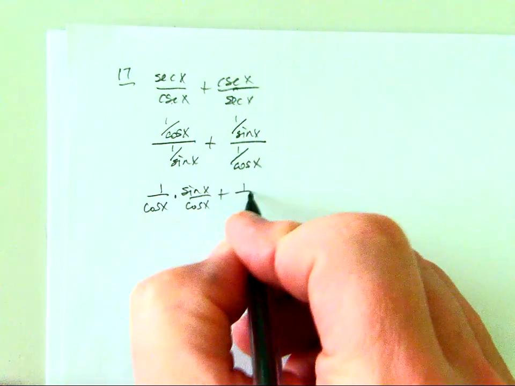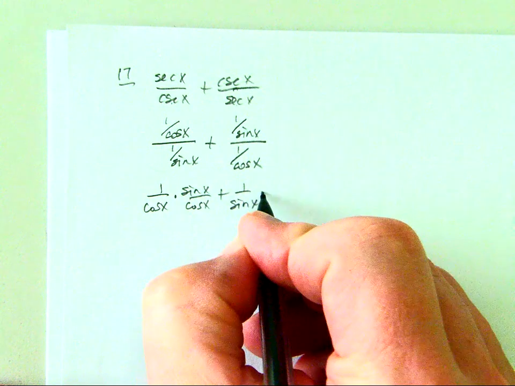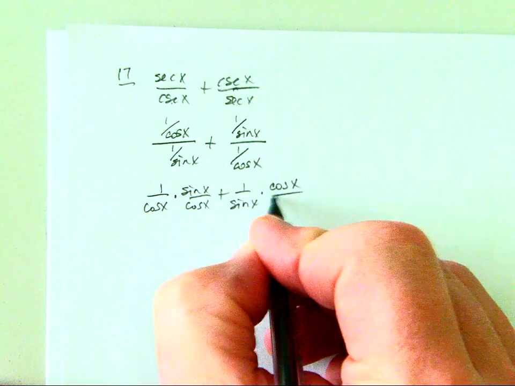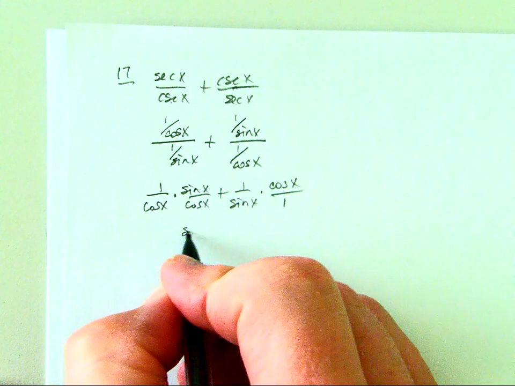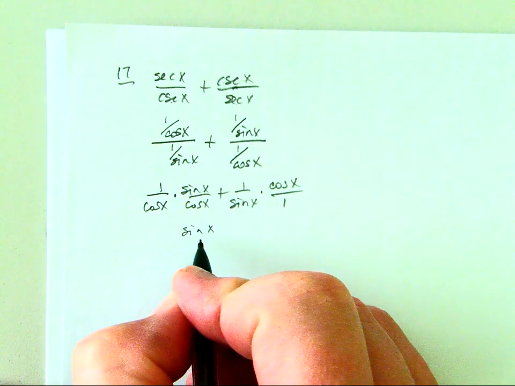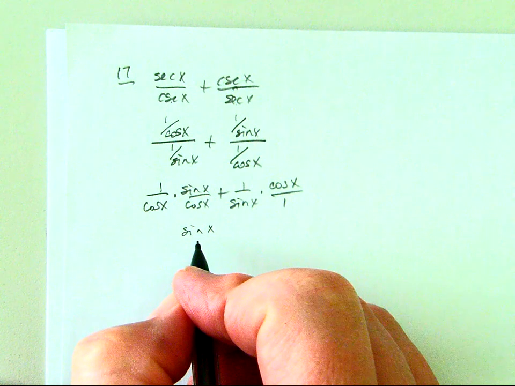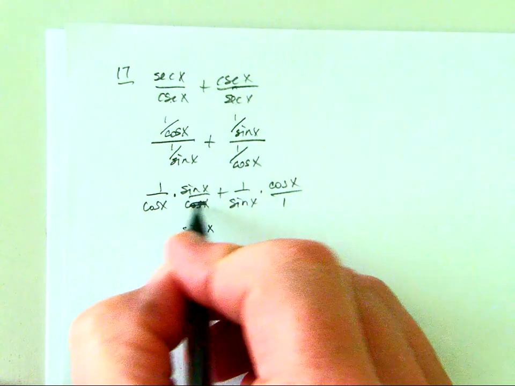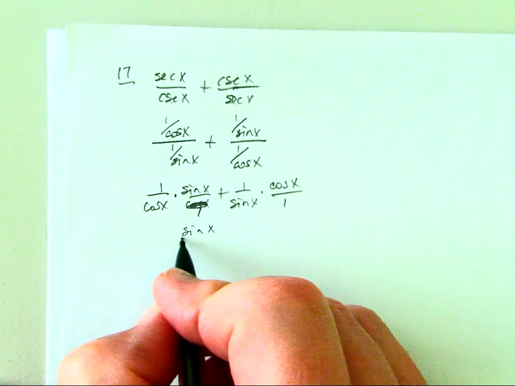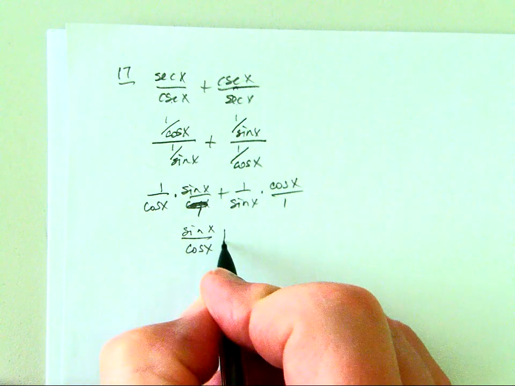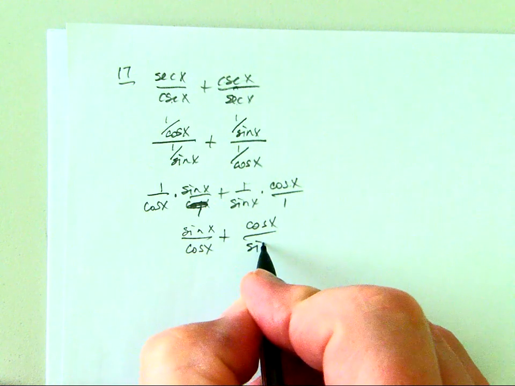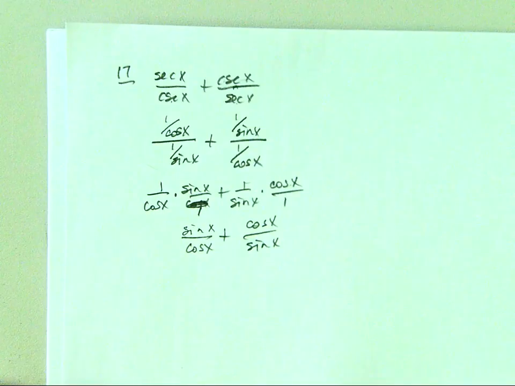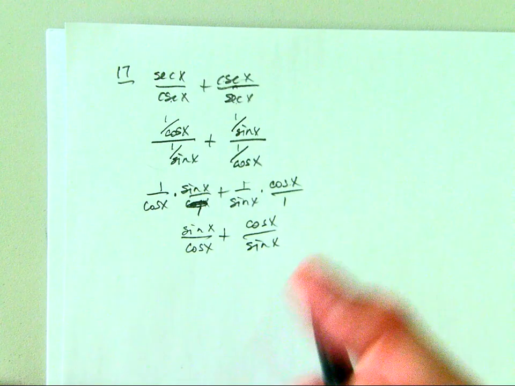And same thing here, the top times the reciprocal of the bottom. Well, that gives us sine x, oops, that's over 1, sorry. Sine x over cosine x plus cosine x over sine x. So it's a lot like what we started with, except for sine and cosine.